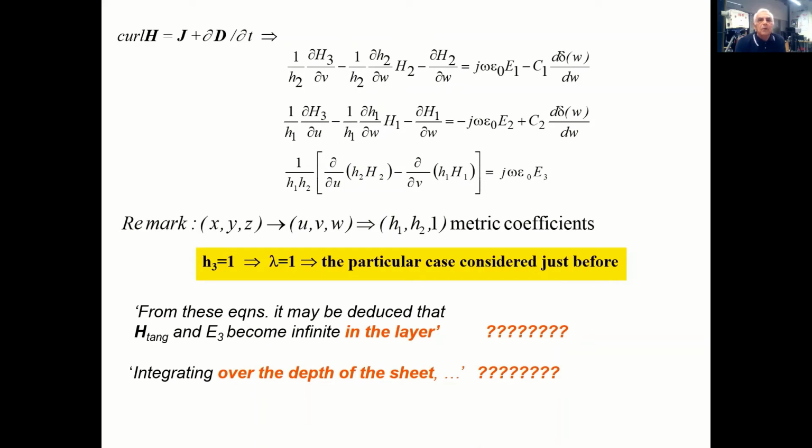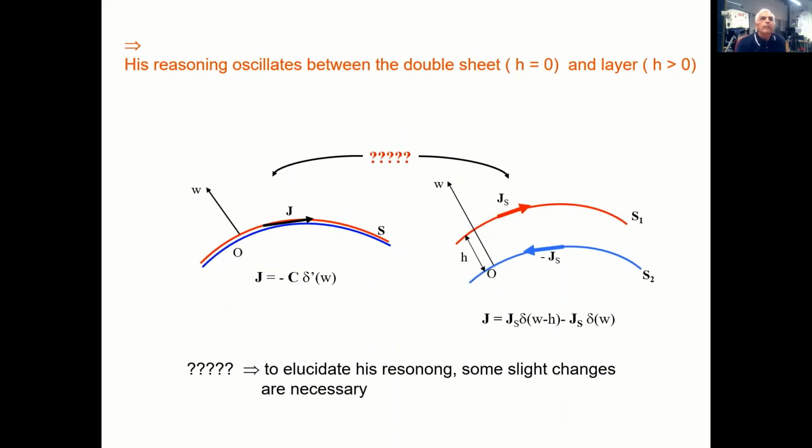In this case, the space involves only points with W positive, W negative, and W equal to 0. In other words, there is no layer. But from time to time, he also says that from these equations it may be deduced that H tangent and E3 become infinite in the layer, and integrating out the depth of the sheet, etc. This kind of expression seems at first glance to be meaningless. They hint that the reasoning of Professor van Bladel oscillates between the double sheet and the layer. Hence, his approach needs some elucidation. Now I will try to do this.